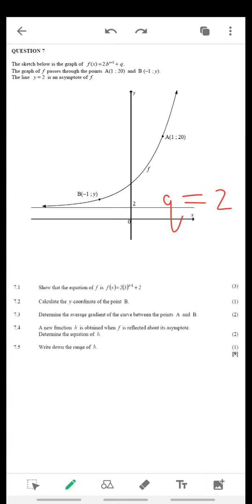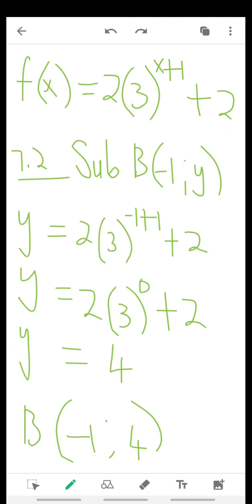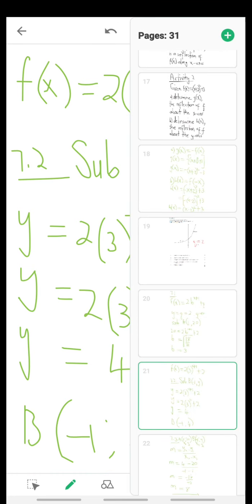Calculate the y coordinate of the point B. Remember, for point B, I know what the x coordinate is, but I don't know what y is, and I think that is what the question is asking us to find. So I'm just going to substitute the minus 1 and the y, which are the coordinates of B, in the original equation in order for me to find y. Okay, so with an attempt, substitute B into the equation of f. I found that my y is equal to 4. Okay, therefore the coordinate of B is minus 1, 4. Now let us go to the next question.